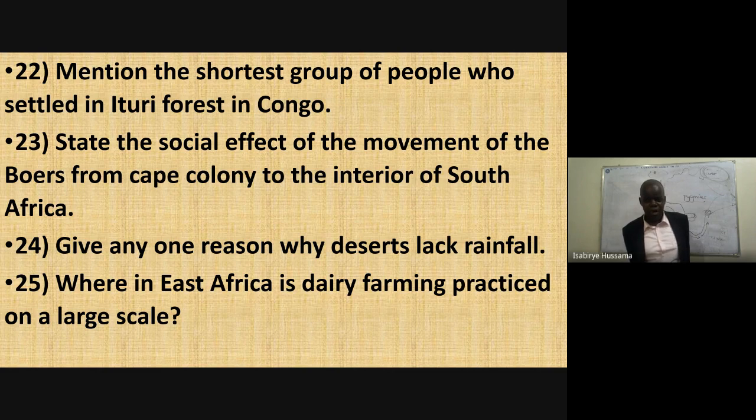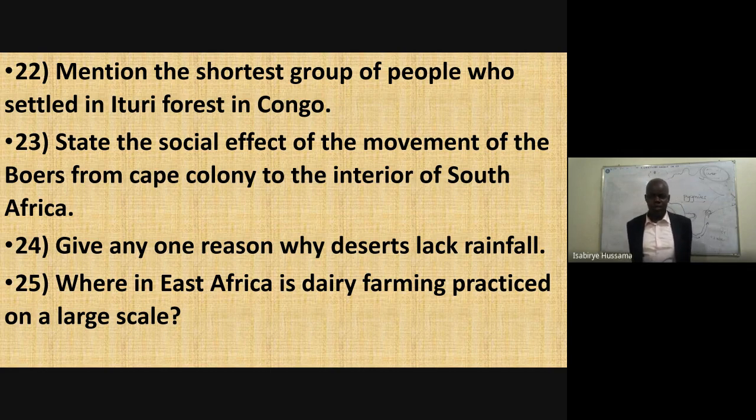Economic effect number one, it led to discovery of gold and diamond. That is economic: discovery of minerals. Another economic effect, that commercial farming started in the interior of South Africa. Another economic effect, that the Boers introduced new methods of farming. Those are economic. But today we want to share what were the social effects of the Great Trek.